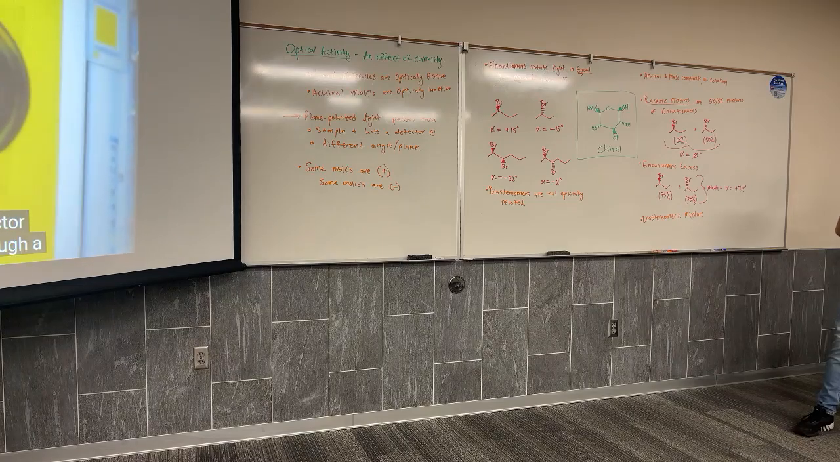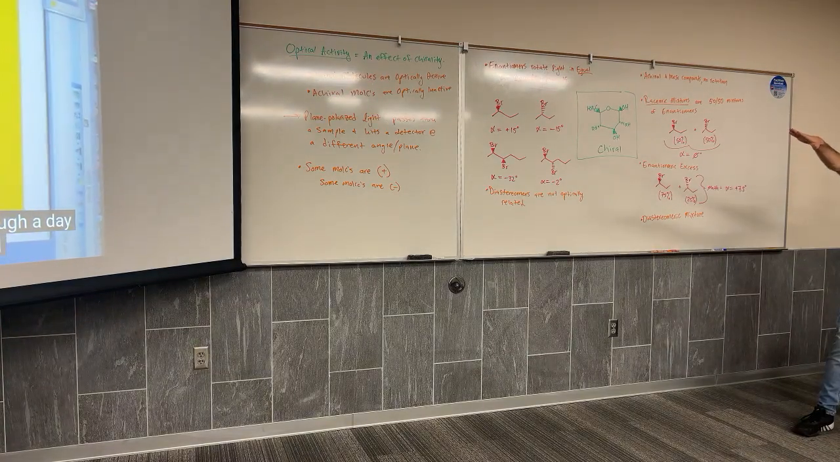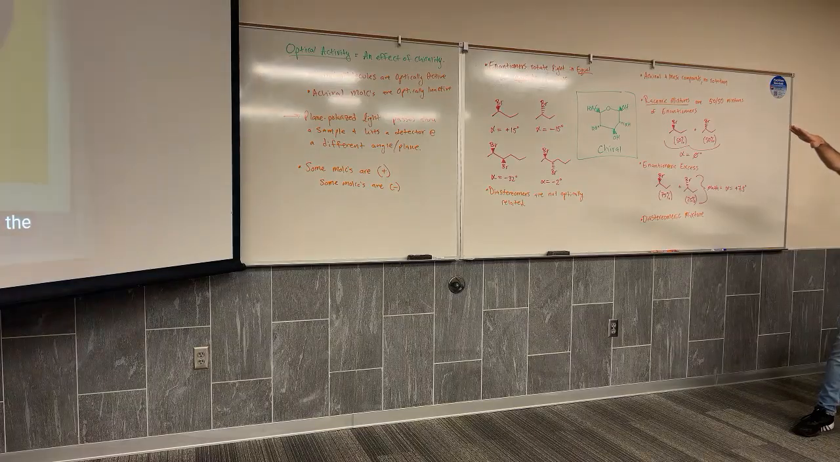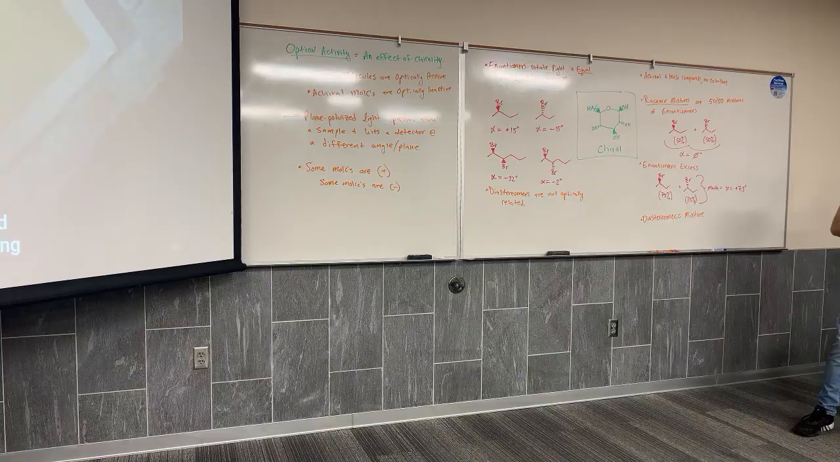Because the light coming through the glucose. Notice when he removes his sunglasses, you can't see the difference. The sunglasses are a polarized filter. Light is coming in.